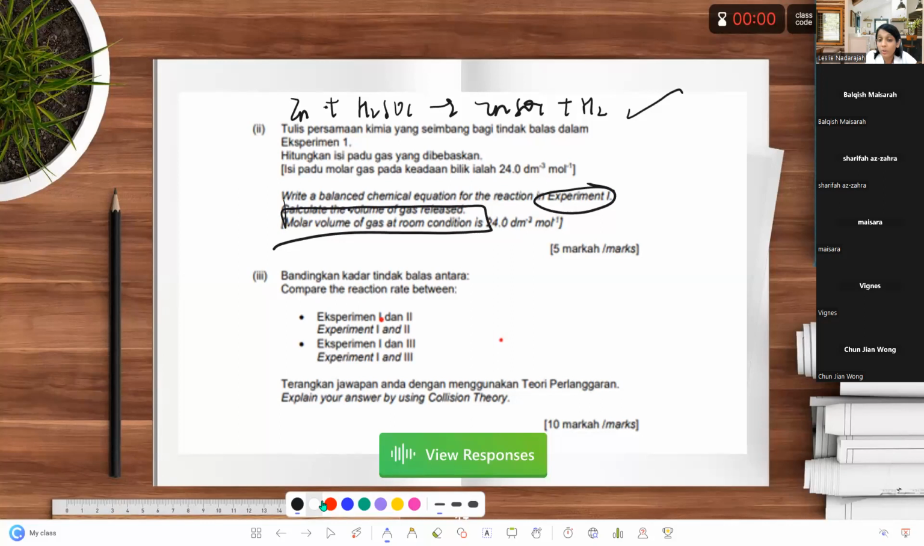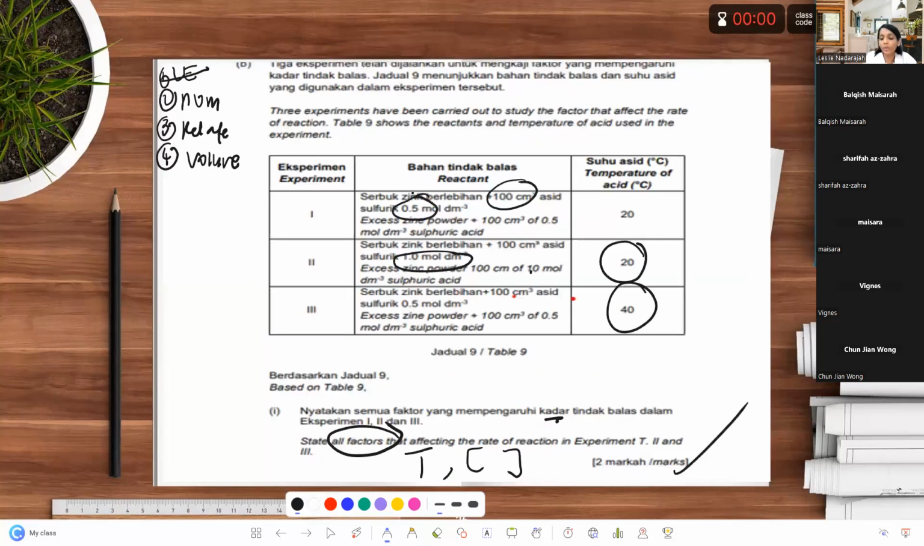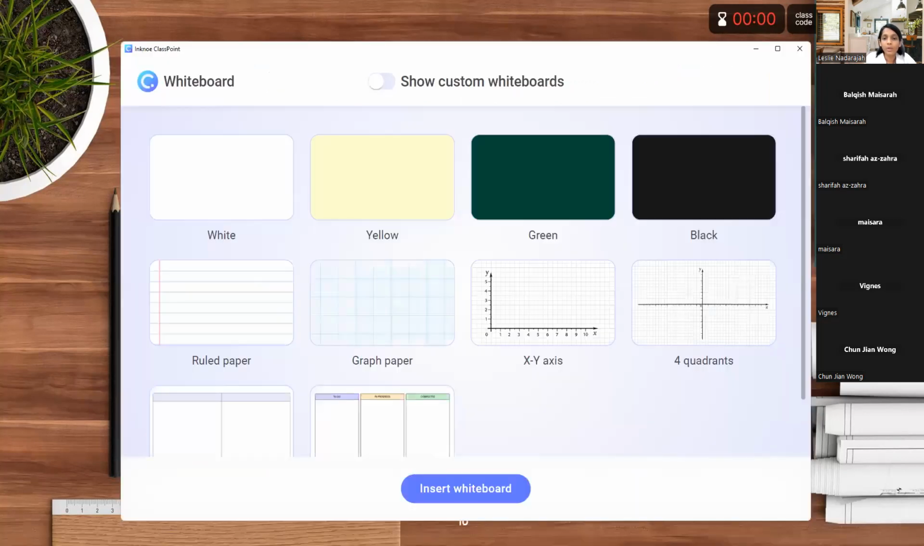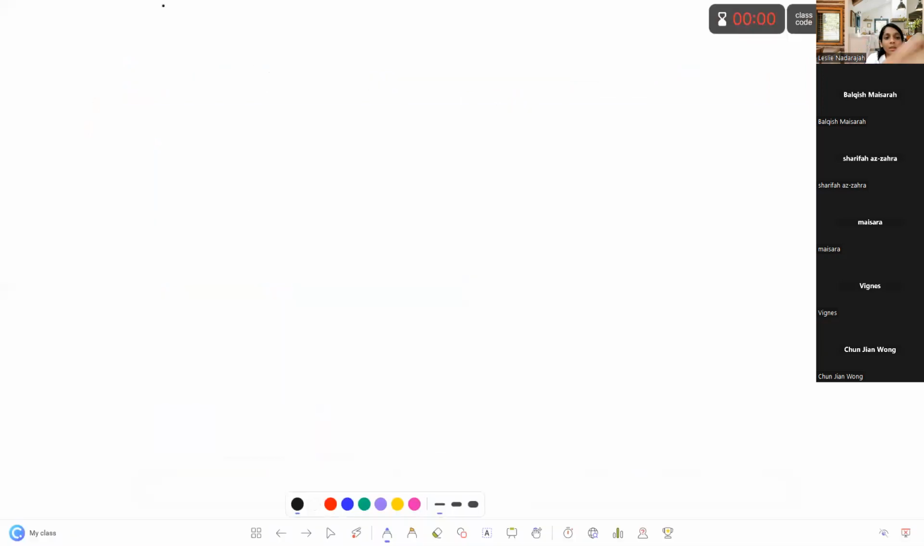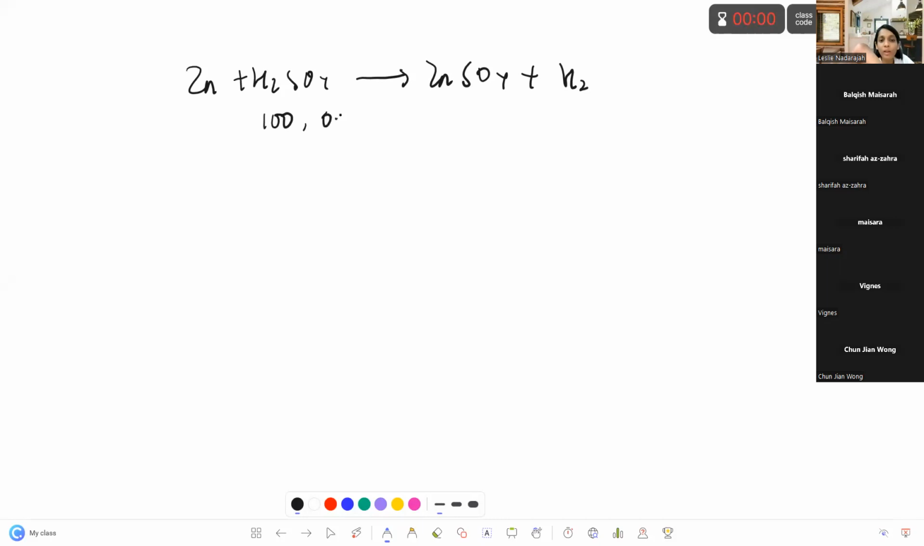Okay, stop. So in experiment 1, I've got 100 and I've got 0.5. Okay, I'm going to start teaching. Pay attention. Let's try a whiteboard. So I know that I have zinc plus sulfuric acid. I'm going to get zinc sulfate plus hydrogen gas. Because I'm rushing for time, I'm giving the answer. I know that I'm using 100 centimeter cube sulfuric acid, 0.5 mole per decimeter cube. So I've got my chemical equation.